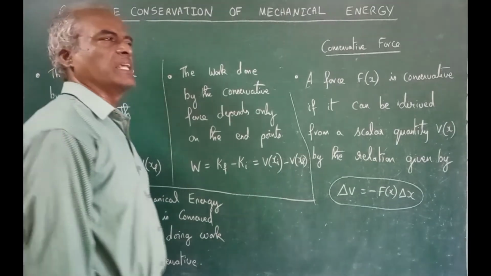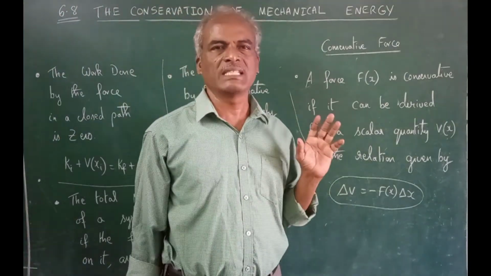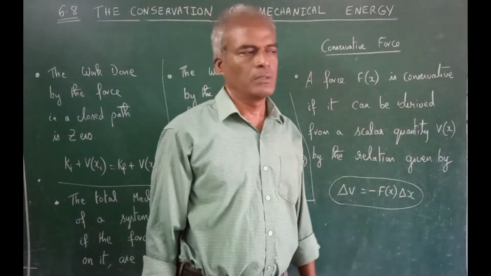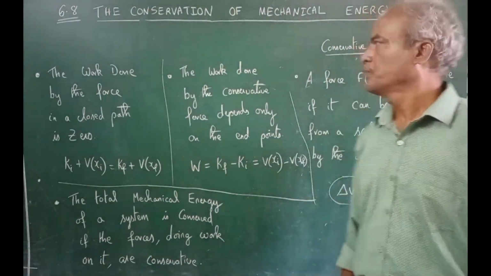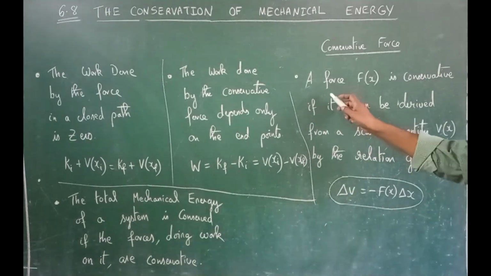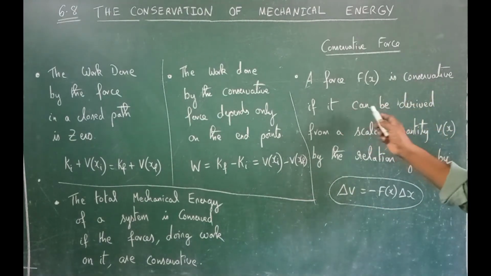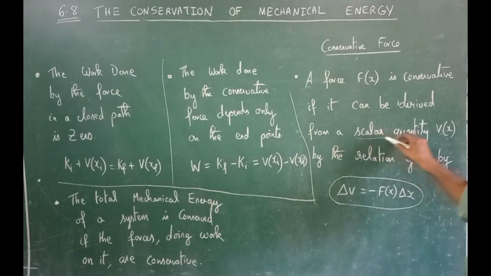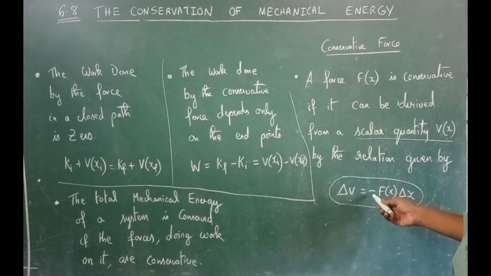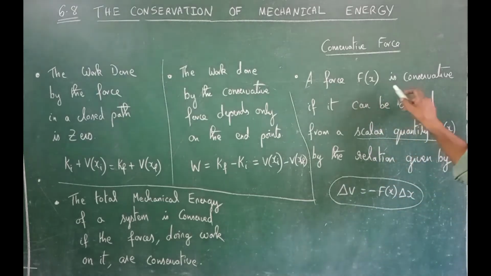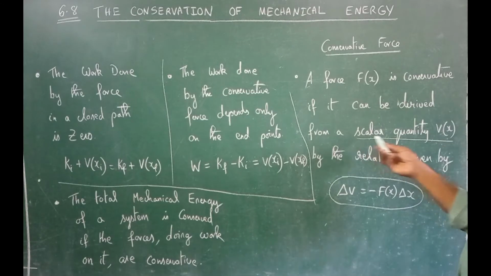Now we are going to see some important points regarding conservative force. What are the important observations about a conservative force? First point: a force f of x is conservative if it can be derived from a scalar quantity v of x. V of x is potential energy, given by the relation del v is equal to minus f of x into del x. So a force f of x is conservative if it can be derived from a scalar quantity.